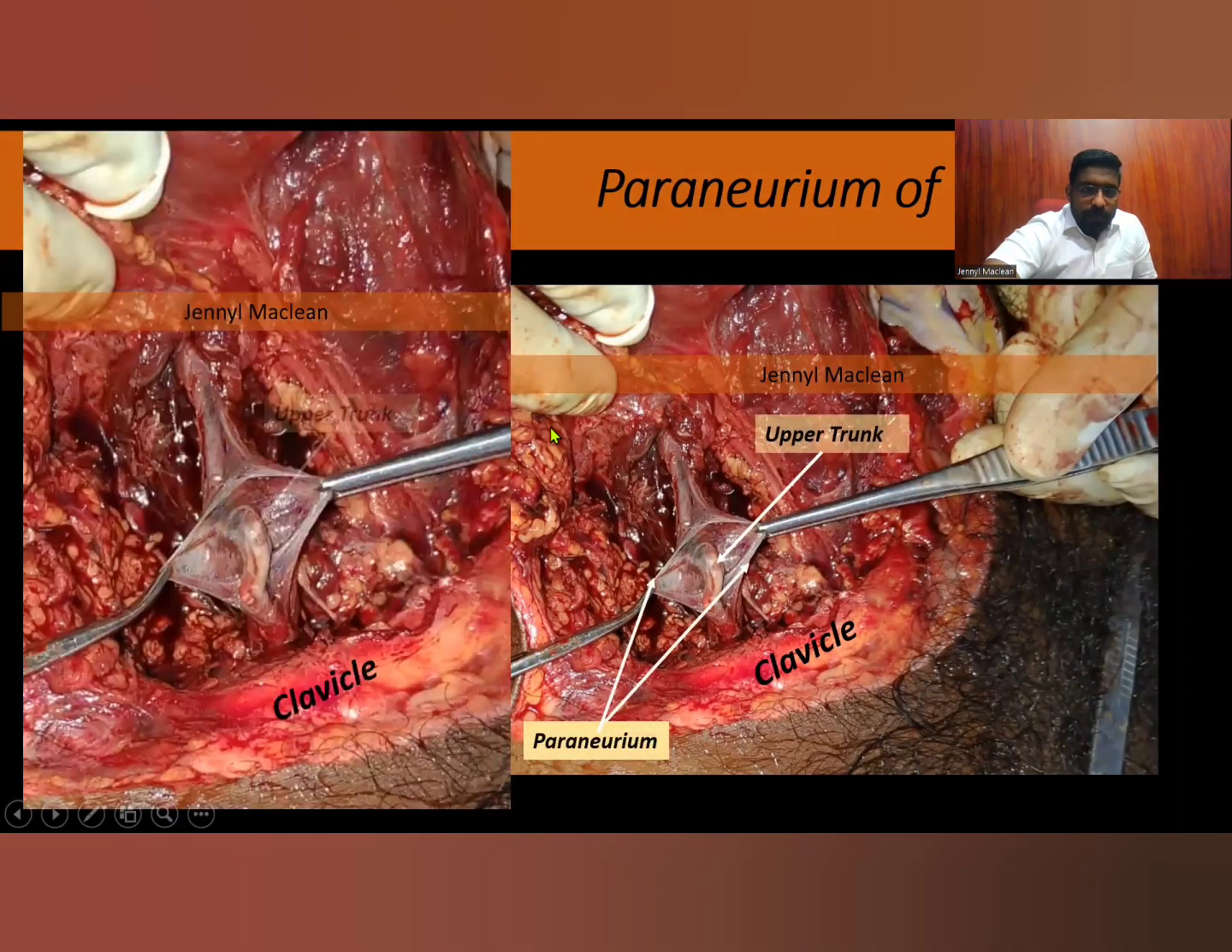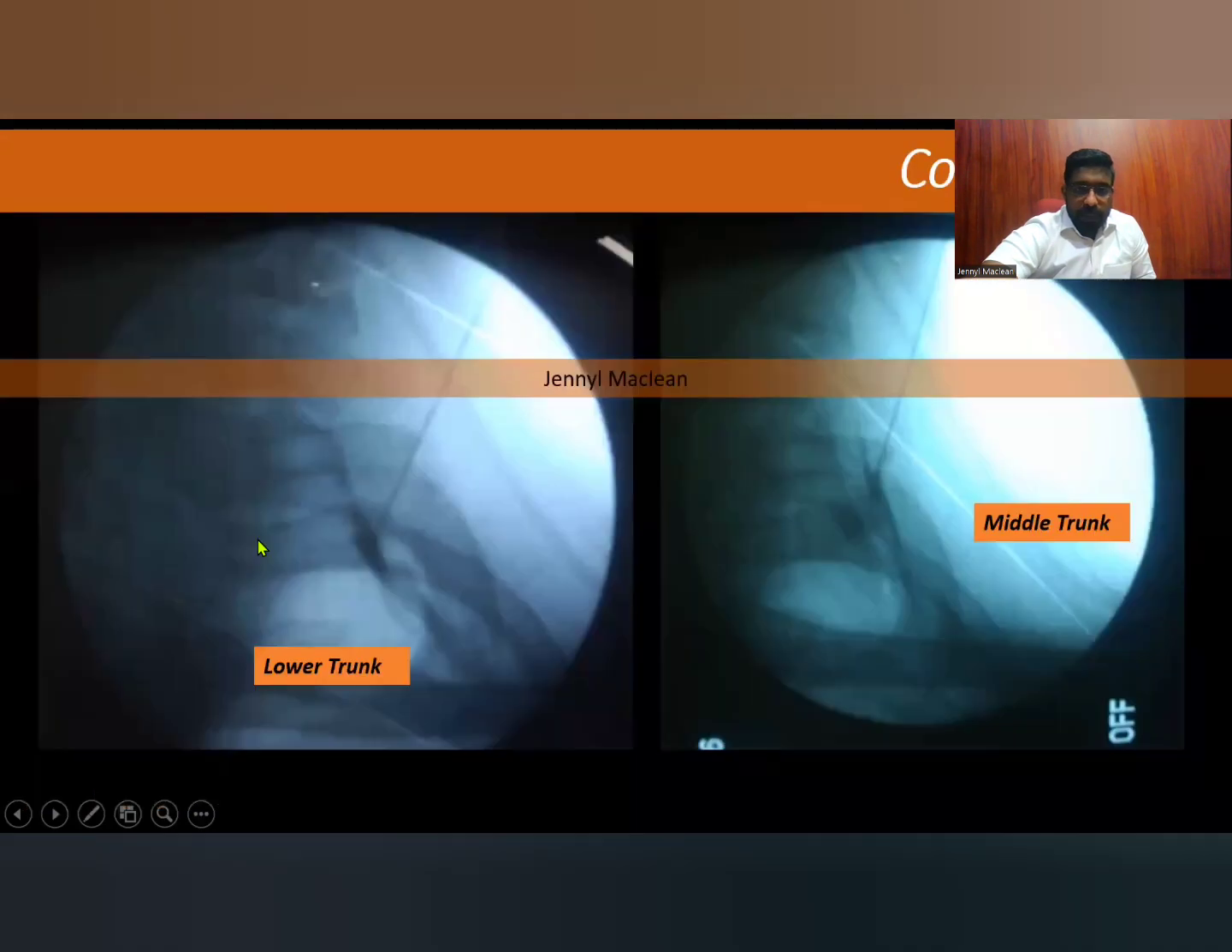You can see here, that's the upper trunk. This is a clavicle. That's the upper trunk that is going there. You can see the paraneurium being reflected. You can't reflect the epineurium just like this. You can only reflect the paraneurium like that, and you have a potential space in the upper trunk.